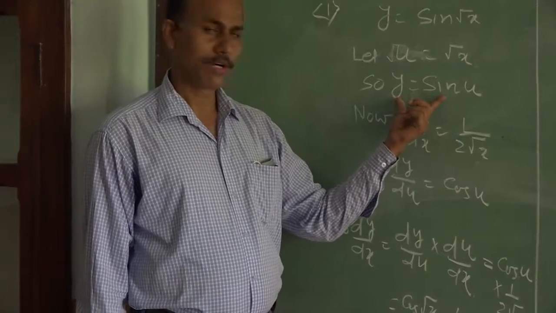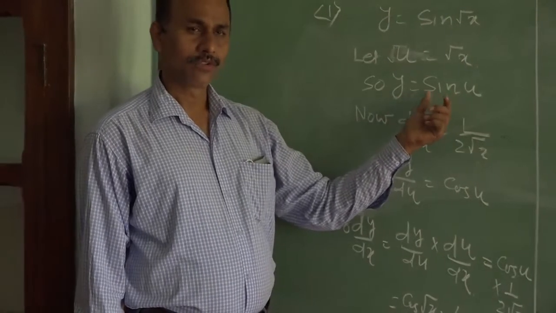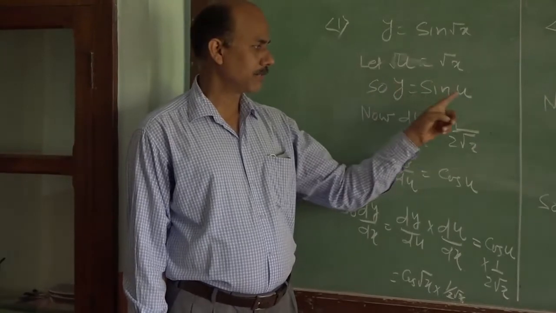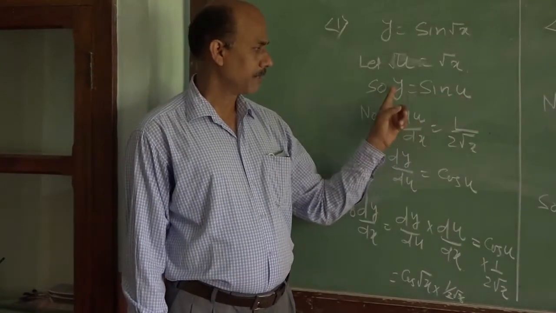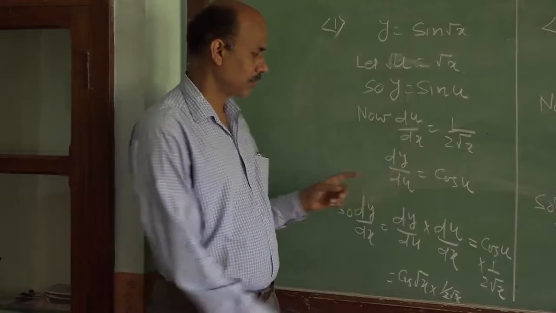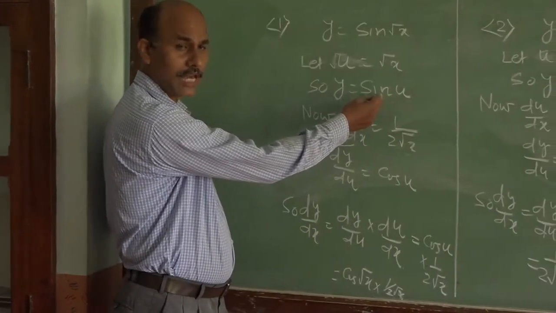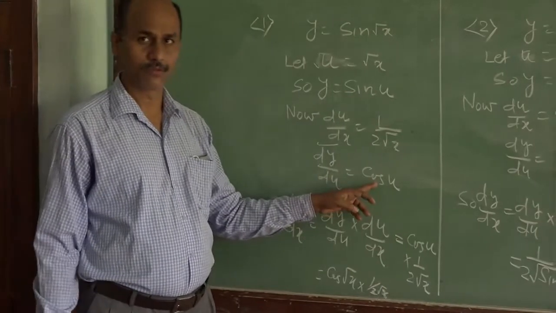The next is this one, y is equal to sine u. So that differentiation also you have to do. So what you are noticing here, that y depends on the value of u. So differentiate y with respect to u. So you can write dy by du, that is equal to the differentiation of sine u, so that can be written as cos u.